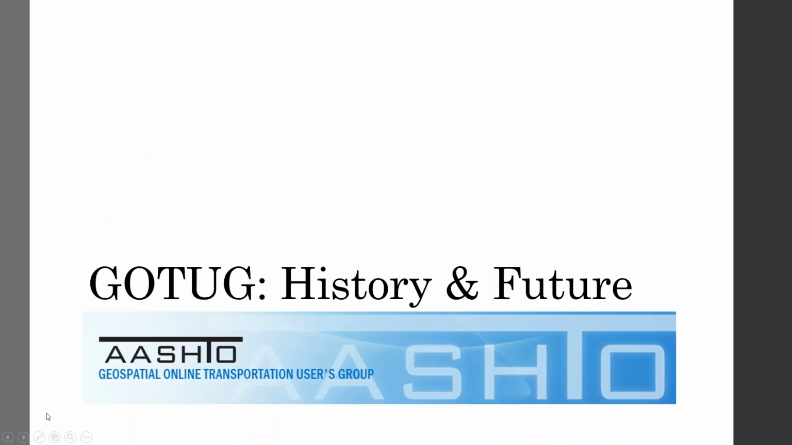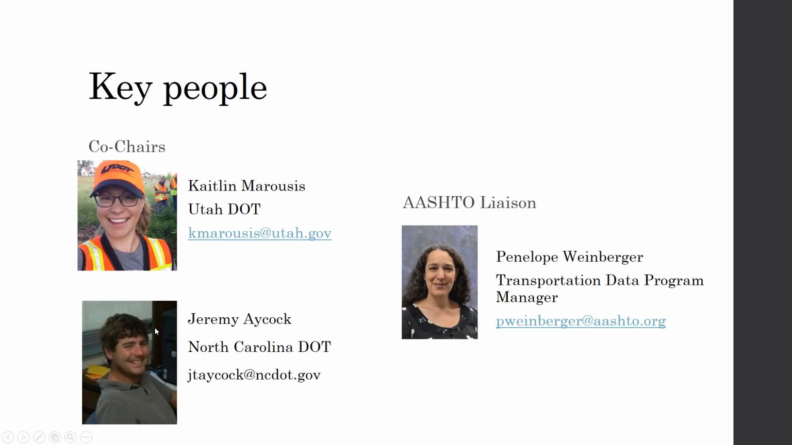So let's see. GOTUG, a little background if you're not familiar with what we're doing. These are some key people. We have co-chairs. Jeremy Aycock is from North Carolina DOT. He's actually the chair right now. We had Caitlin Marousis, but she's moved on to another position. AASHTO liaison is Penelope Weinberger, and I'm actually the Federal Highway liaison.